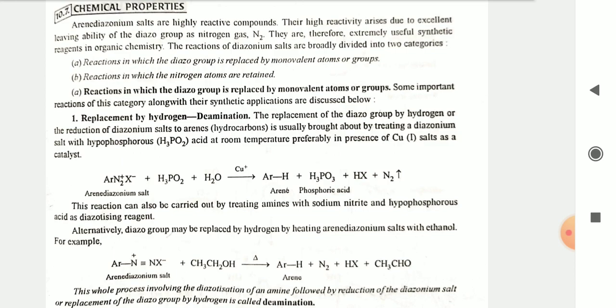This reaction can also be carried out by treating amine with sodium nitrite and hypophosphorous acid as diazotization reagent. Alternatively, the diazonium group may be replaced by hydrogen by heating arene diazonium salt with ethanol. For example, arene diazonium salt plus CH3CH2OH, in the presence of heat, will give arene plus N2 plus HX plus CH3CHO. These processes involving the diazotization of an amine followed by reduction of the diazonium salt, or replacement of the diazo group by hydrogen, are called deamination.